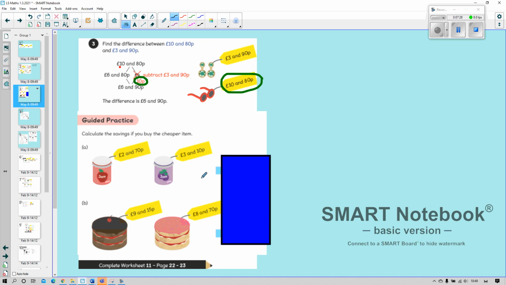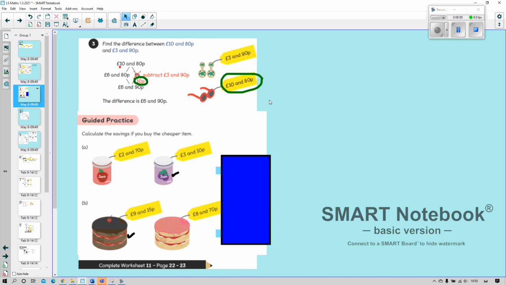And it says calculate the savings. That means if you bought the cheaper item, the less expensive item, how much more money would you have? It's asking you again to find the difference. So to work this one out, you're going to need to take the more expensive item, which is the blackcurrant jam for this question A, and that's right, the chocolate cake for this question B. So start with the more expensive item and take away the cheaper item. Okay, pause me here, see how you get on, and come back when you're ready to check your answers.